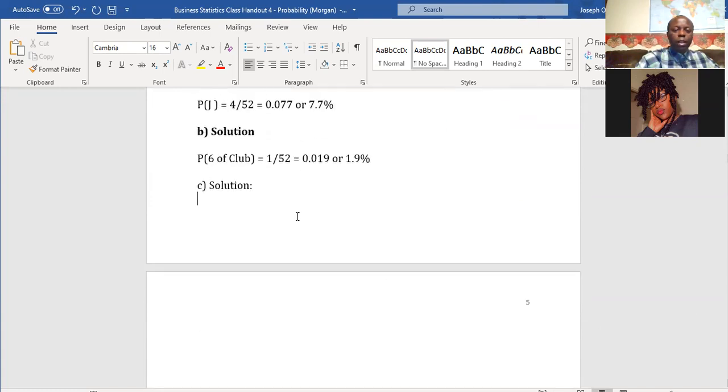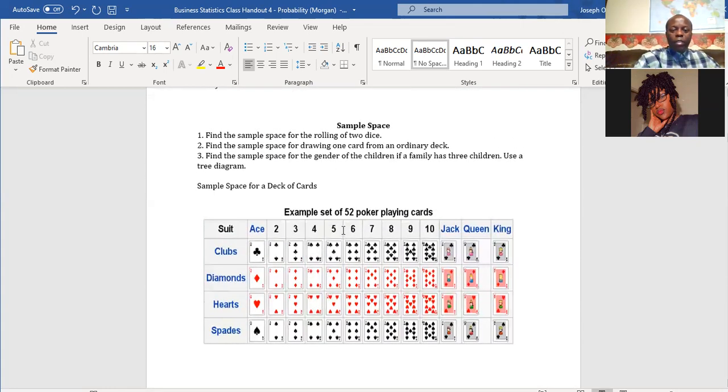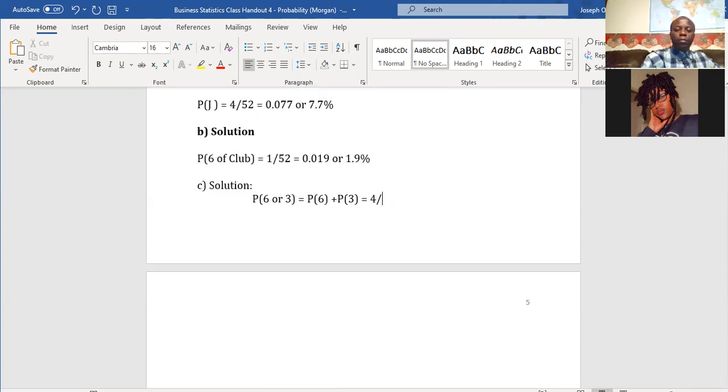So the probability of getting a 6 or a 3 becomes probability of 6 plus probability of 3. Now, like I explained, for 6, we have 4 cards that have the number 6 on them, and for 3, we have 4 cards. So it's going to be 4 over 52 for 6 plus 4 over 52 for 3, giving us 8 over 52, because 4 plus 4 is 8.